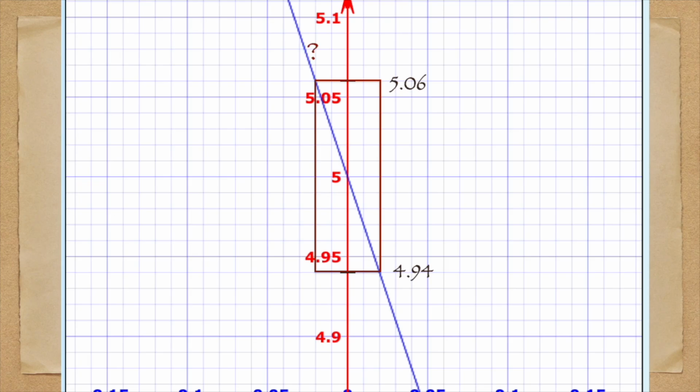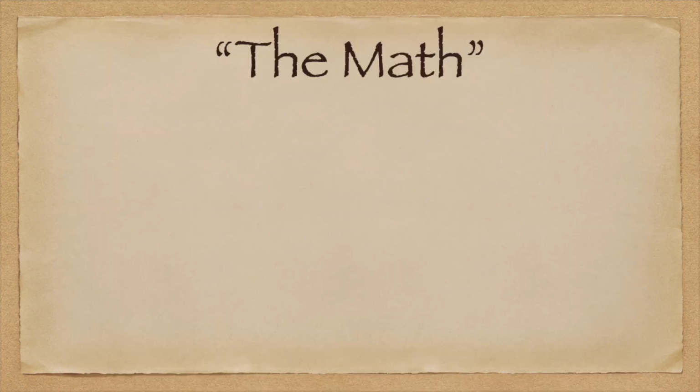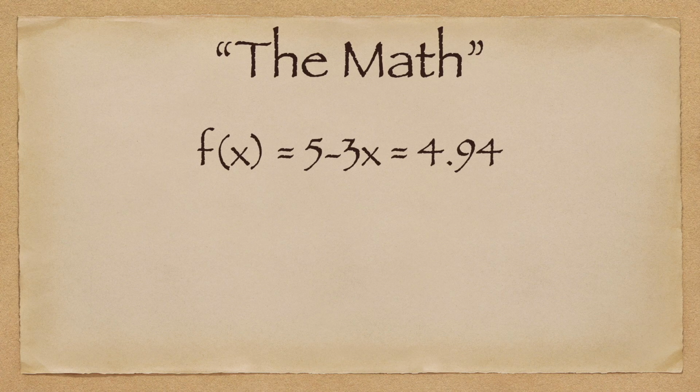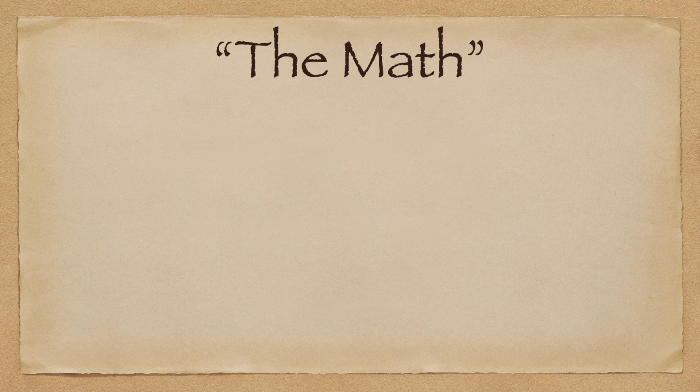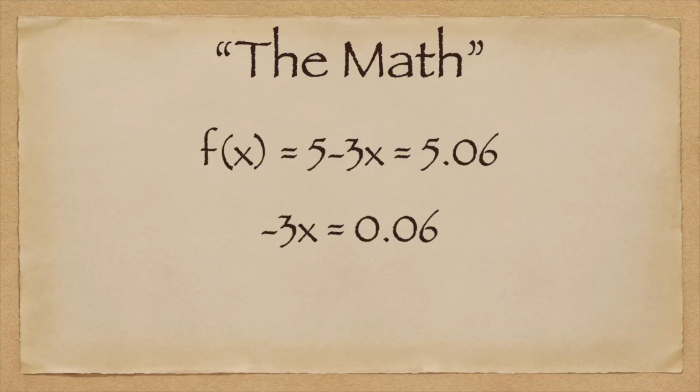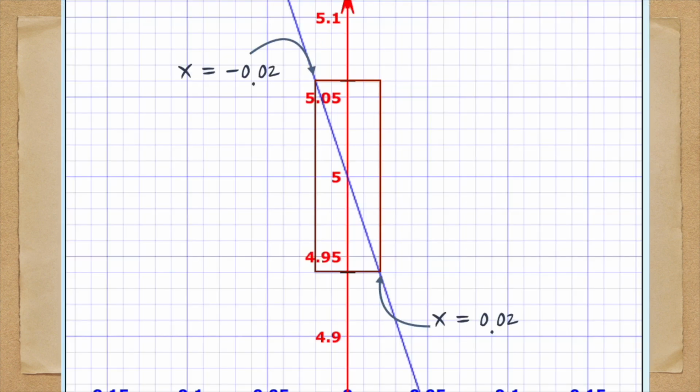Okay, so what x values are we looking at here? Let's do the math. So we set the function equal to the y value and solve for x. Subtract 5 from both sides, then divide by -3. And we get x equals 0.02. And now we'll set it equal to 5.06 and solve again. Subtract 5 from both sides, divide by -3, we get that x equals -0.02. So our x values are -0.02 and +0.02.